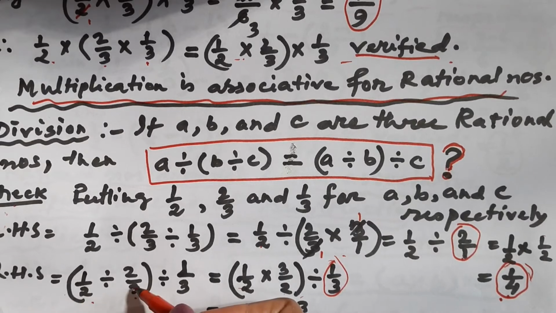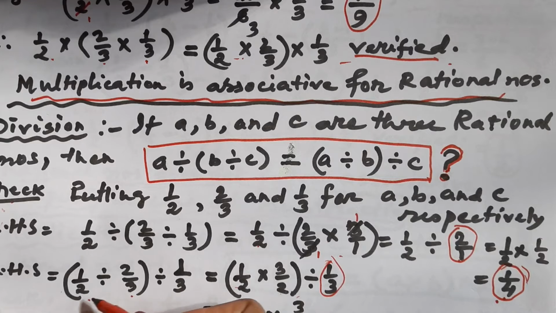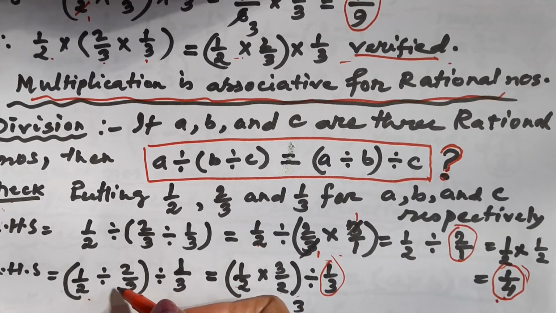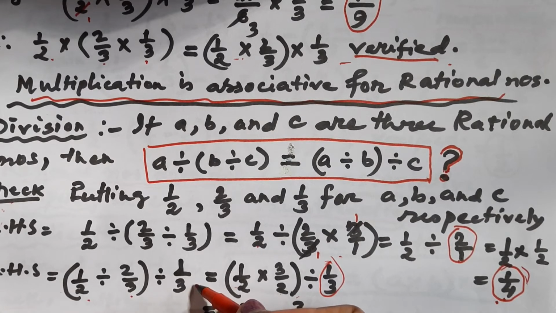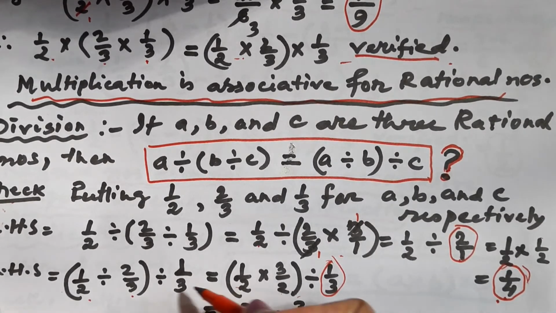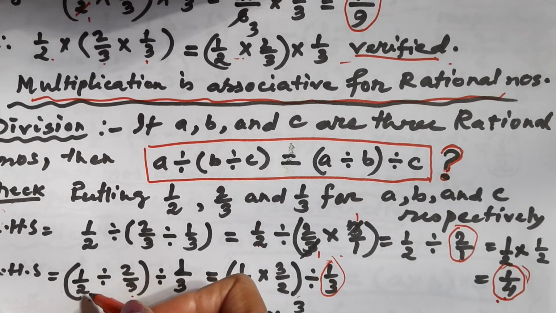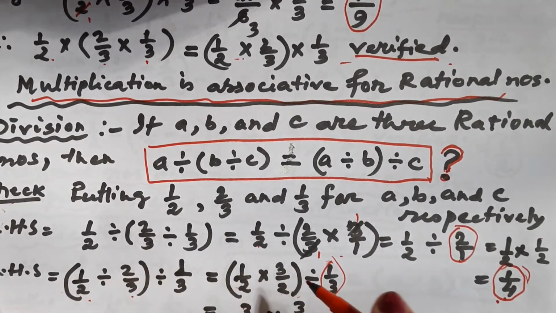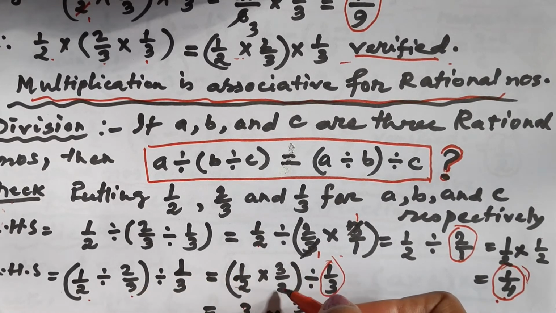So, RHS is A divided by B divided by C. So, it will be half divided by 2 by 3 divided by 1 by 3. It will be equal to, first we shall do the work of bracket, and 2 3s are 6. Sorry, here it is division, so we have to first change it to multiplication sign and 2 by 3 to 3 by 2.